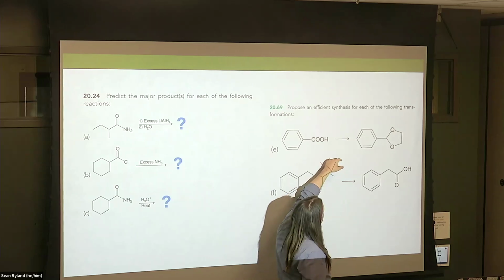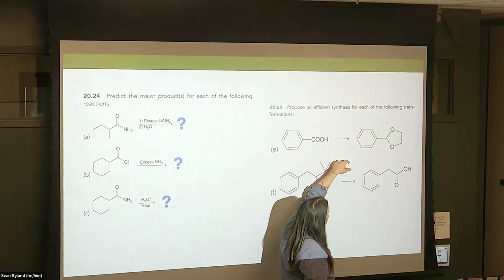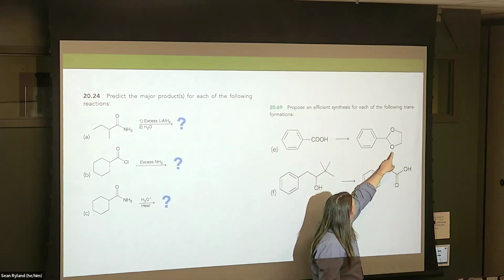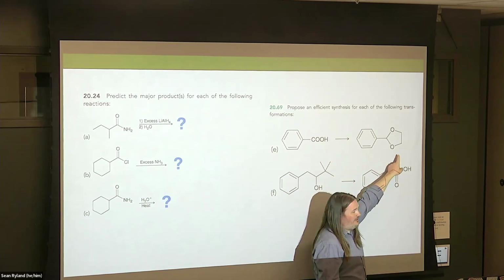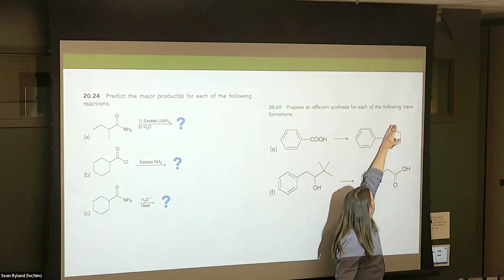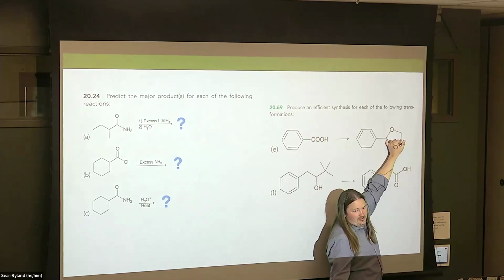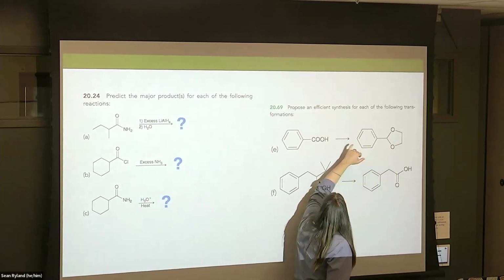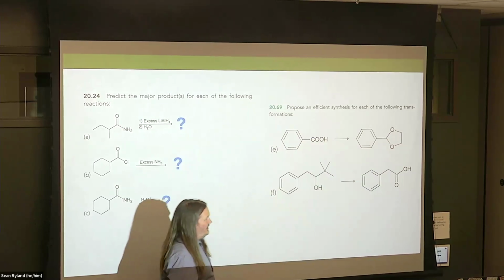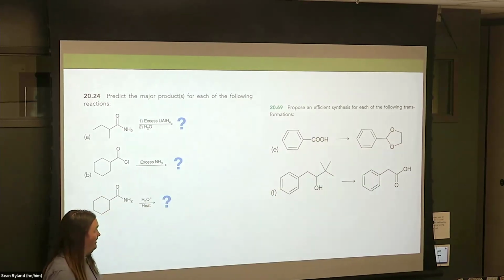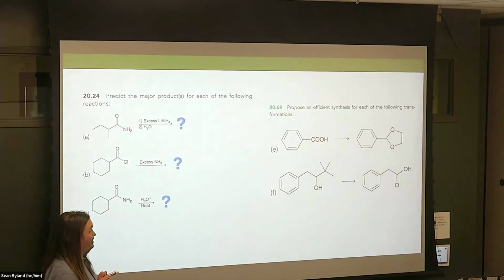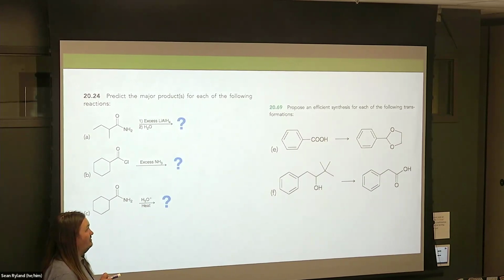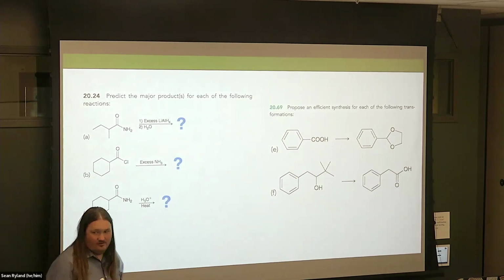So if we just use ethylene glycol to react with the aldehyde, that adds this piece to the aldehyde. So we just need to get benzoic acid to benzaldehyde, which we can do with, make sure I don't mix them up, the lithium aluminum trialkoxyhydride.